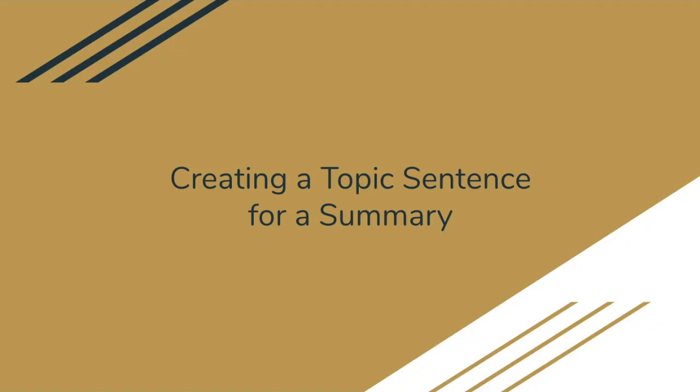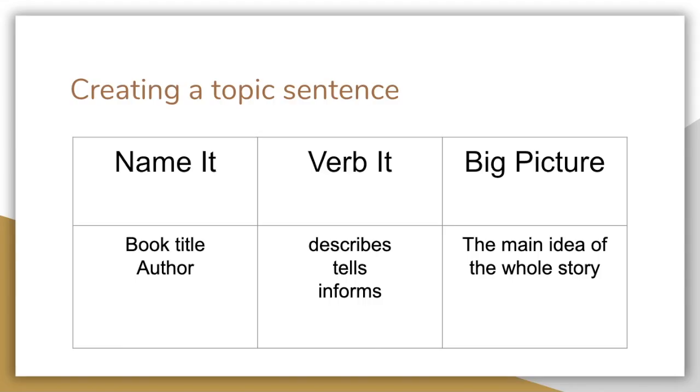Okay, so the first thing we're going to talk about is creating a topic sentence for a summary, and it's going to look something like this. The first part is you want to name it, and that's where you tell the book title and the author, or maybe it's a short story, or in our case today it's going to be a fable.